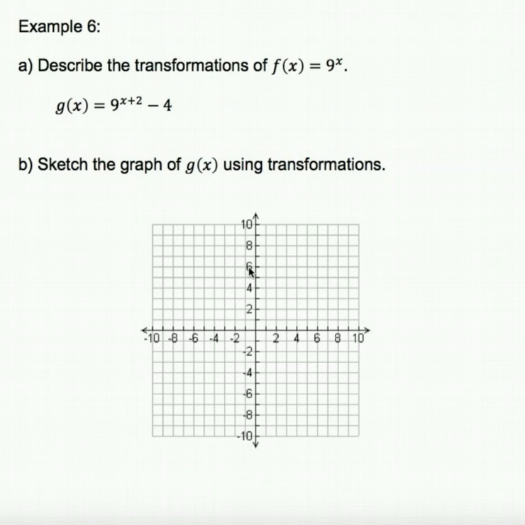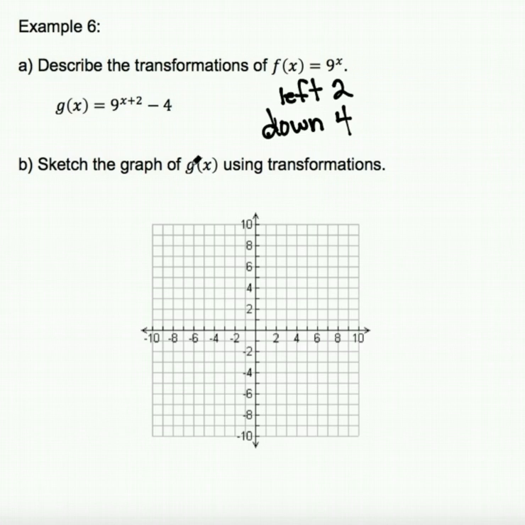For example 6, we're going to start by describing the transformations of f of x equals 9 to the x. So again, we've got to look and see what kind of transformations are going on. We see first this plus 2 on the inside. So inside means you're going to go left or right. When it's a positive, that means we're going to the left 2. This minus 4 is outside of the function, so that's going to tell us we're going down 4. So my transformations are left 2 and down 4.